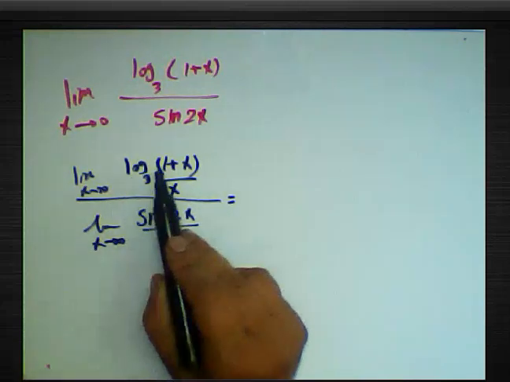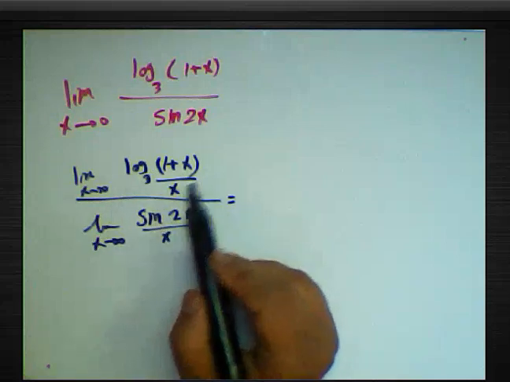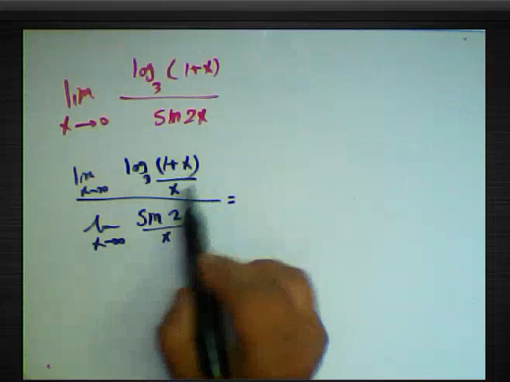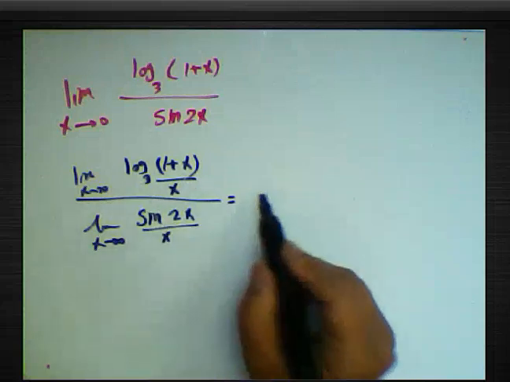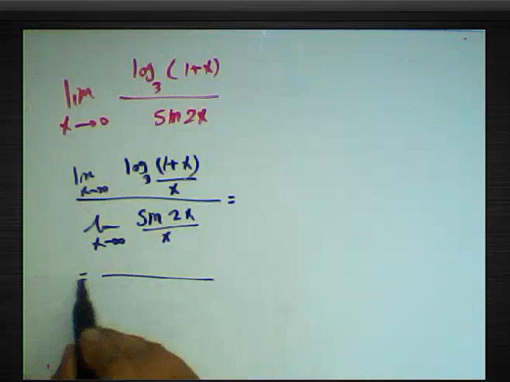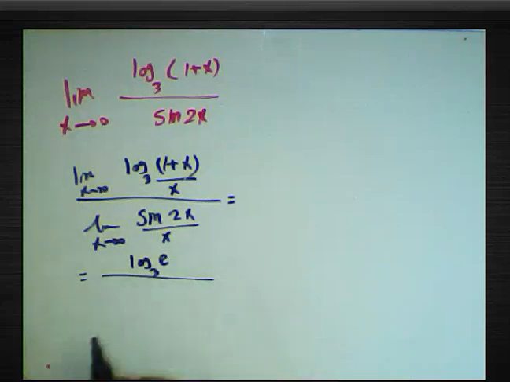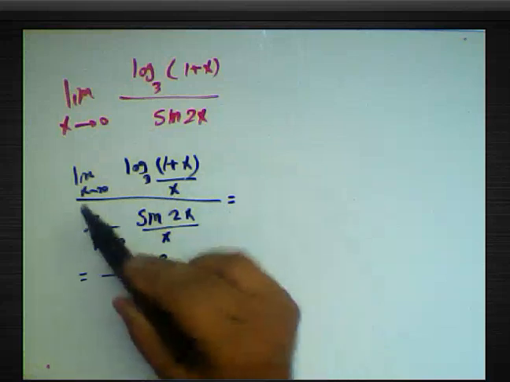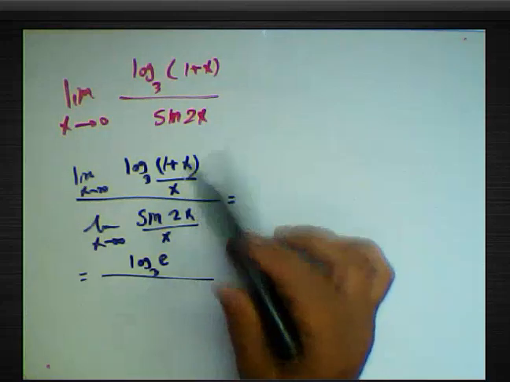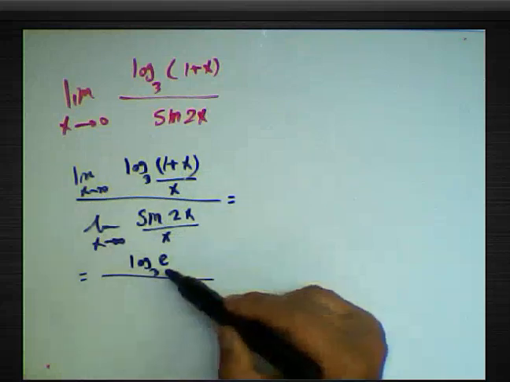This rule, look: log of (1 plus x) over x, what does it mean? It means log e, the result here, e to the base 3. Keep this rule in your mind. The result here will be log base 3 of e, because (1 plus x) to the power 1 over x, when x approaches 0, will be e.